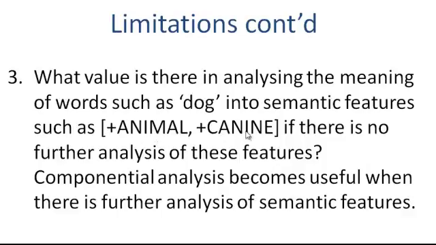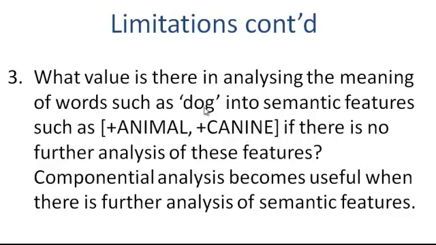Another limitation of componential analysis is that when you analyze a word in terms of plus or minus signs, in terms of its semantic features or basic components, you may want to ask the question, so what? You can analyze a word such as dog in terms of plus animal and plus canine, and then so what? What value is there in analyzing the meaning of words such as dog into semantic features such as plus animal, plus canine? Is there any value in this, especially when you cannot analyze these basic components any further?